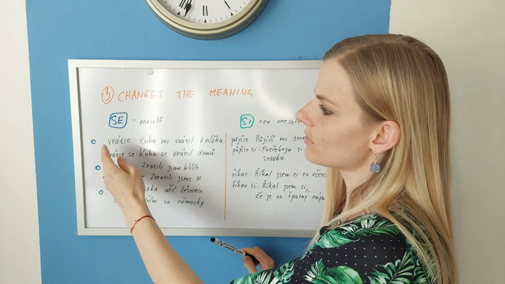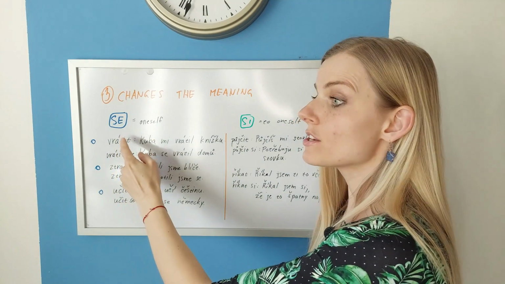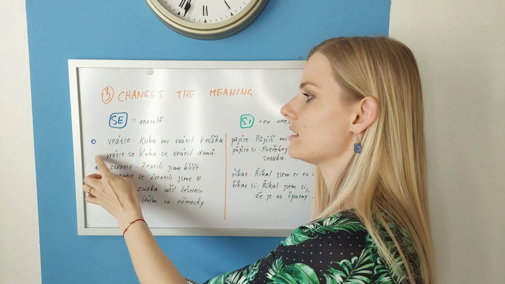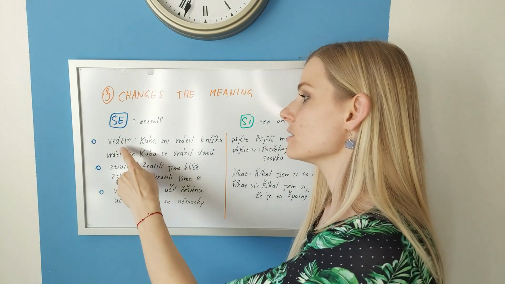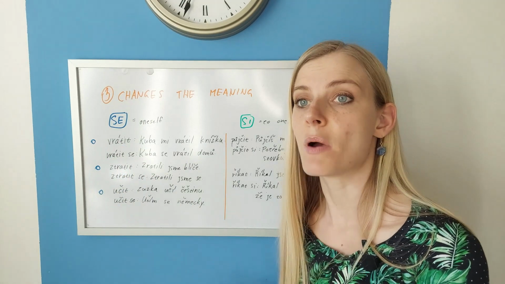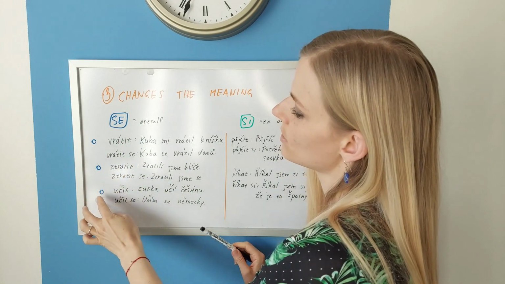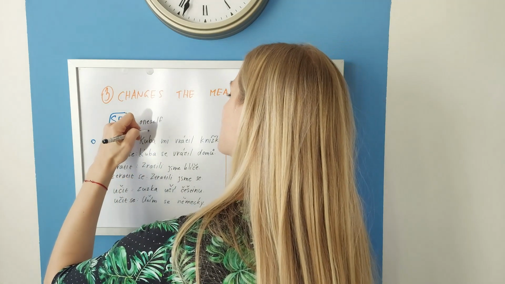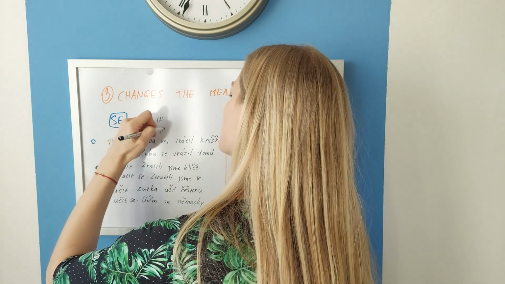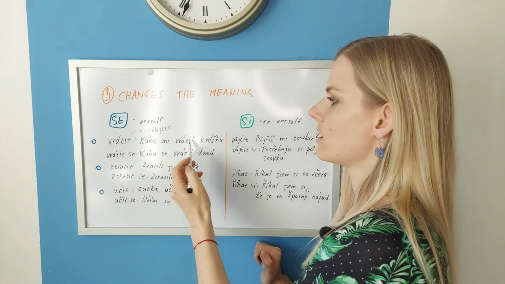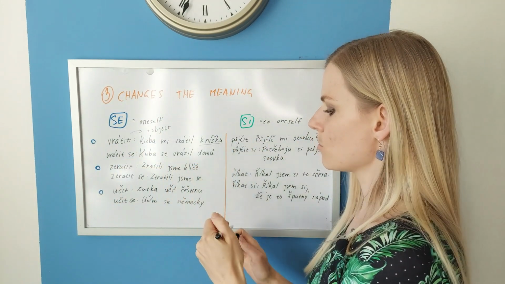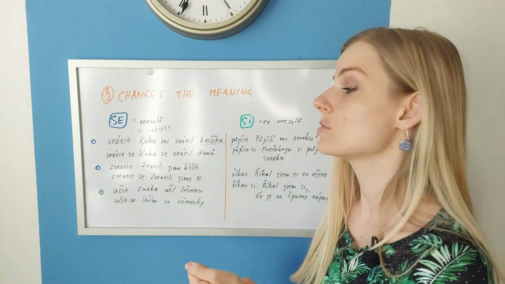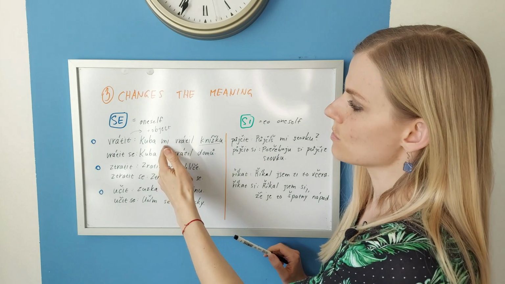Let's have a look at 3 verbs that change meaning with adding se. The verb vrátit and vrátit se. Vrátit means to return, to give back. These ones go with an object, so it's plus object. We naturally say what we return. Kuba mi vrátil knížku. Kuba returned, gave me back the book. Knížku is the object. He returned the book to me.